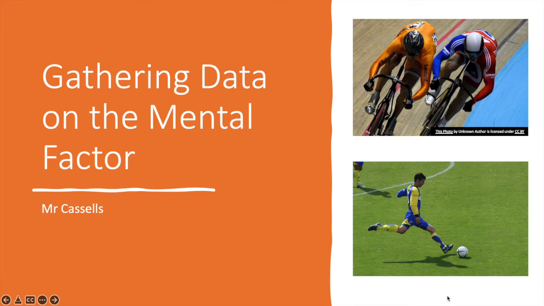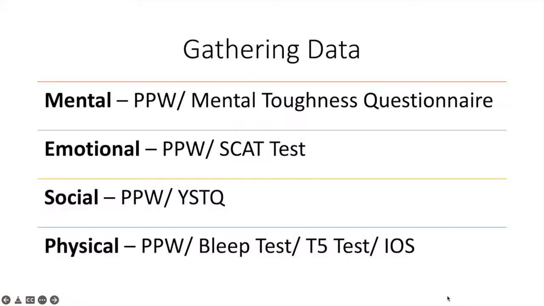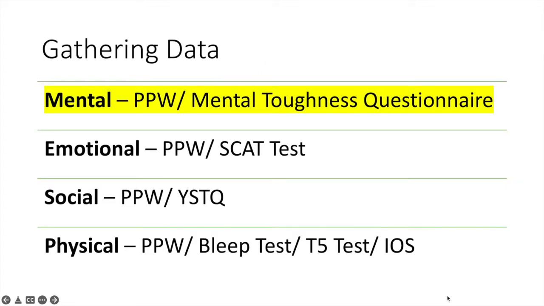This video is on gathering data on the mental factor. Today we're going to talk about gathering data, or collecting data, or gathering information, and we're going to focus on the mental factor. We're going to look at two different methods, the performance profile wheel or PPW and the mental toughness questionnaire or MTQ.